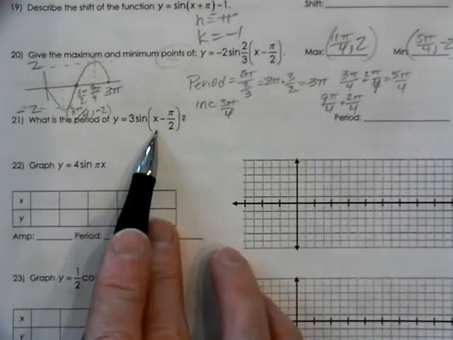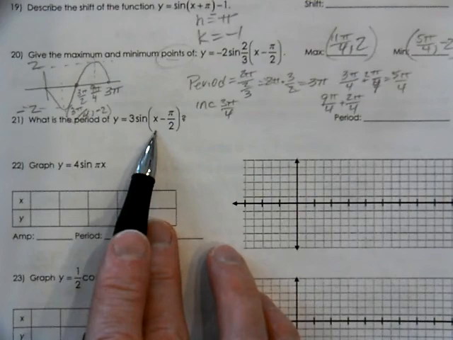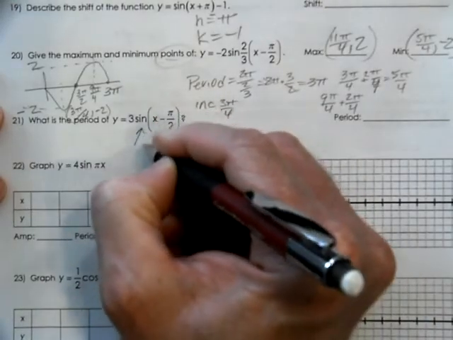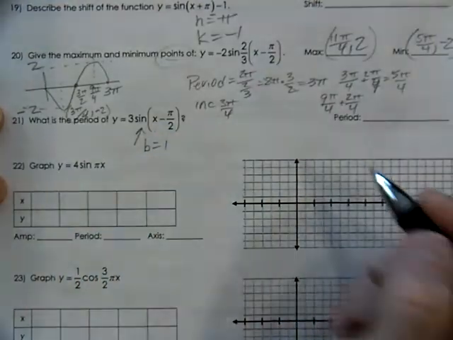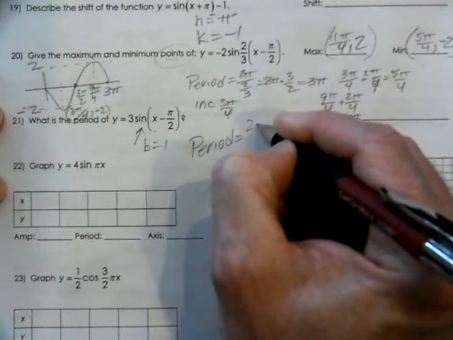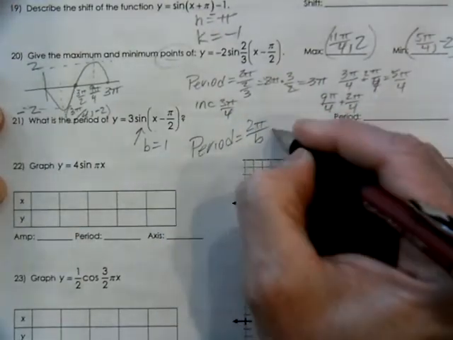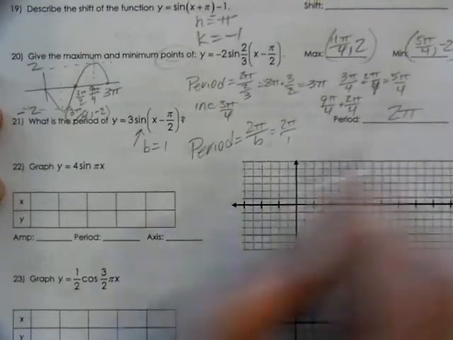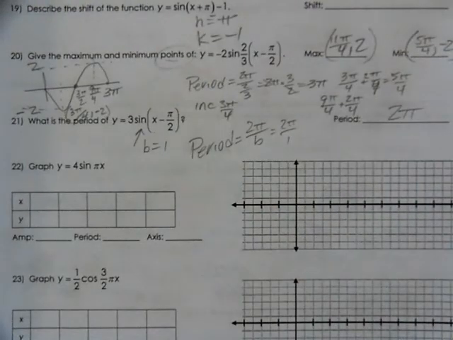What is the period in this guy? Well, the b value looks like it's 1, so we know the period equals 2 pi divided by b, so this is 2 pi divided by 1, that's just 2 pi.